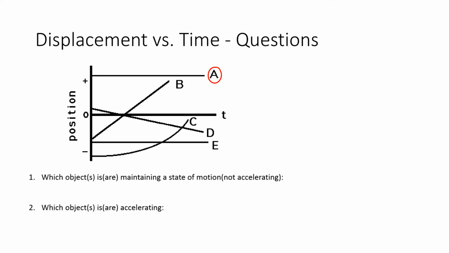For B, again the slope is constant. This one is moving in the positive direction. It started in the negative direction, or started at a negative position and then moved in the positive direction.